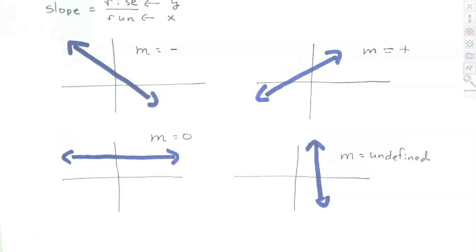So this is what we've got. If it goes down from left to right, it's a negative slope. If it goes up from left to right, it's a positive slope. If it stays constant in a horizontal line, it's 0. And if it's a vertical line, then my slope is undefined. And the easiest way to remember the 0 and the undefined part is think of a roller coaster.